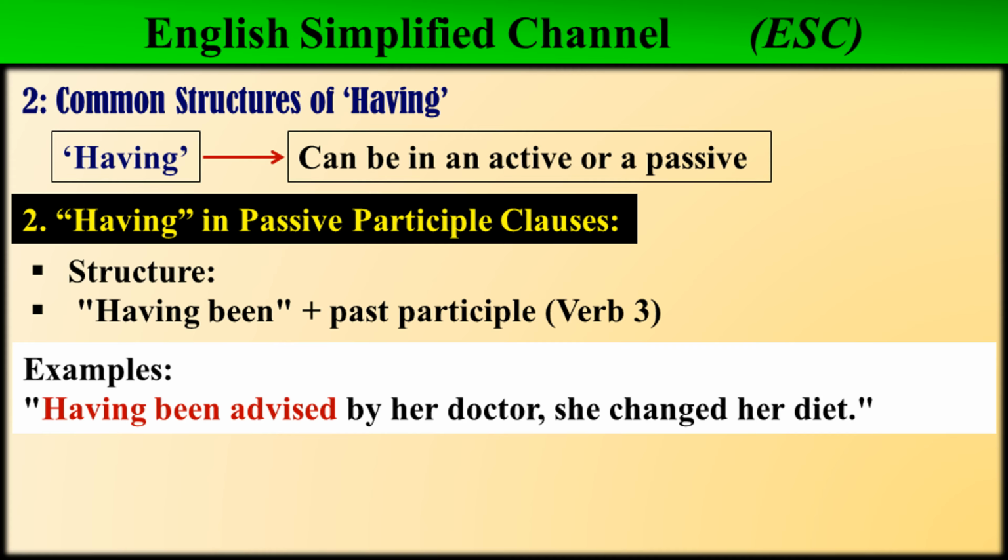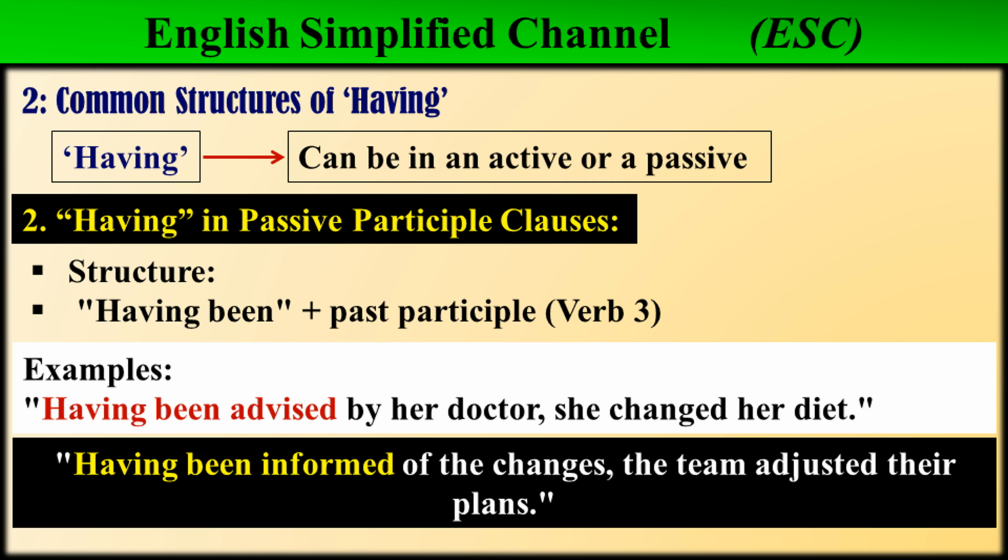Example 1. Passive voice. "Having been advised by her doctor, she changed her diet." Explanation: she was advised by her doctor, passive experience, and then she changed her diet. Example 2. Passive voice. "Having been informed of the changes, the team adjusted their plans." Explanation: the team was informed of the changes, passive experience, and then they adjusted their plans.